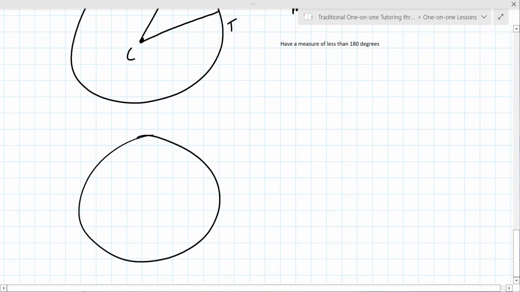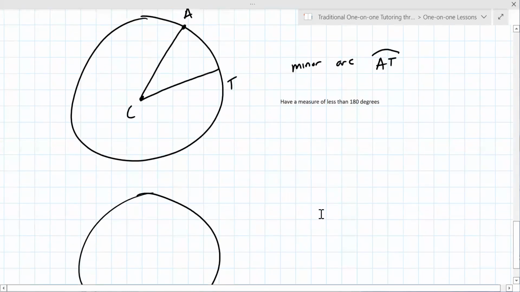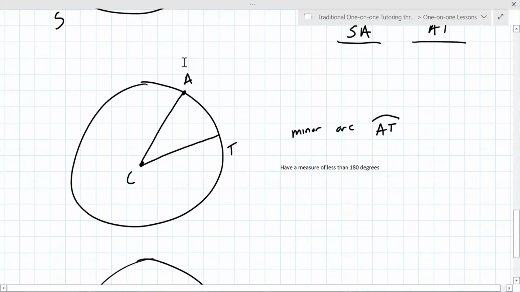Did you have a question? So how do you locate the fact that it's a minor arc? You visually notice that for it to be a minor arc, it has to be less than 180 degrees, which means it can't go straight counterclockwise. It has to go the shortest distance between those 2 points.